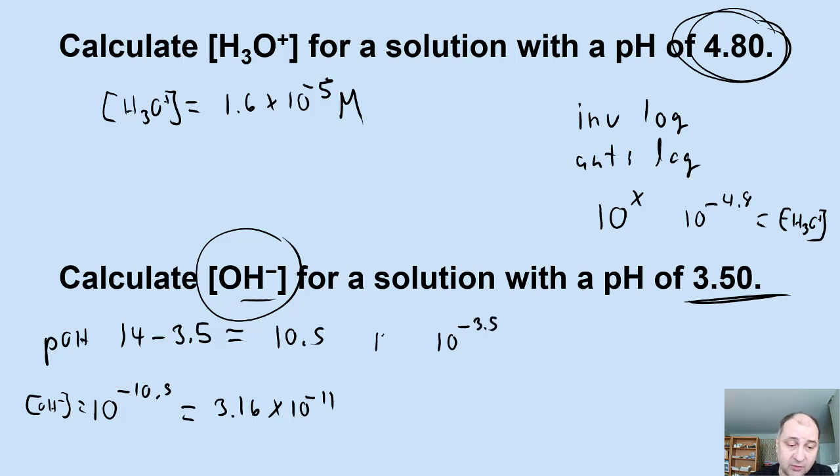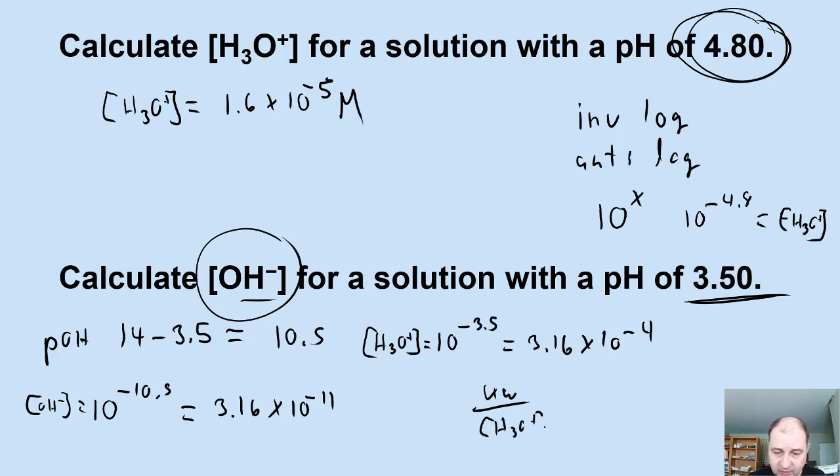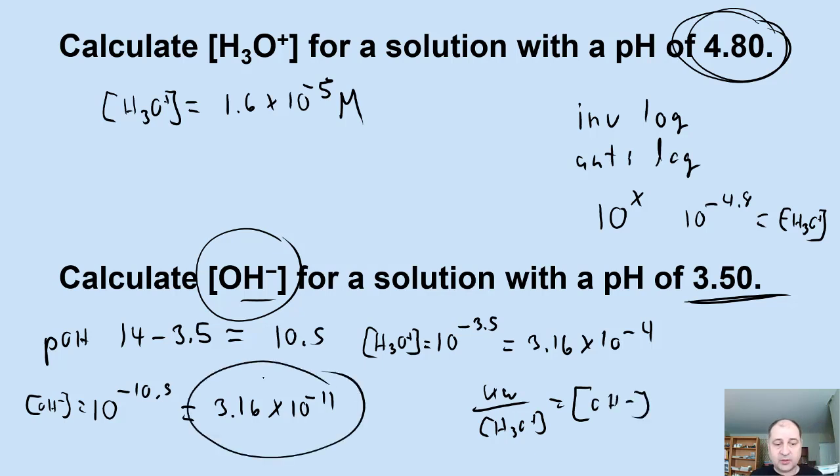or you could actually take the inverse negative log of minus 3.5. This will give you the hydronium ion concentration, and that is equal to 3.16 times 10 to the minus 4. Then Kw divided by the hydronium ion concentration is equal to the hydroxide ion concentration, which is what I'm asking for, and that would be equal to 3.16 times 10 to the minus 11.